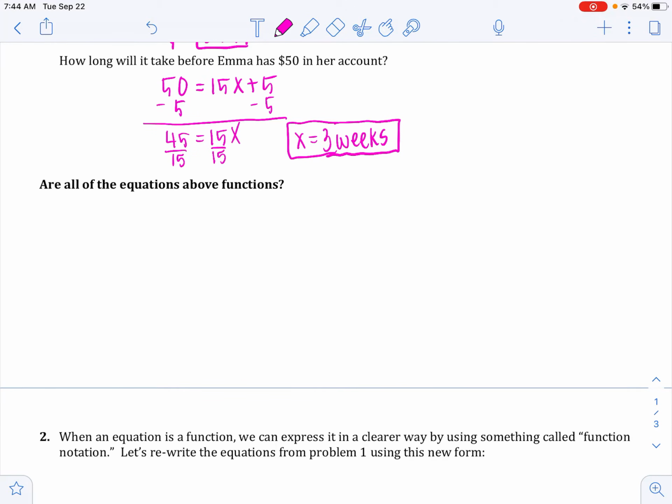Okay, so the next question is, are all of these equations functions? The answer is yes, these are functions. How do I know? It's because every input is just going to give me one output. If I plug in 12, I'm not going to get 2 different answers if I plug it into one equation. So every input has exactly one output.